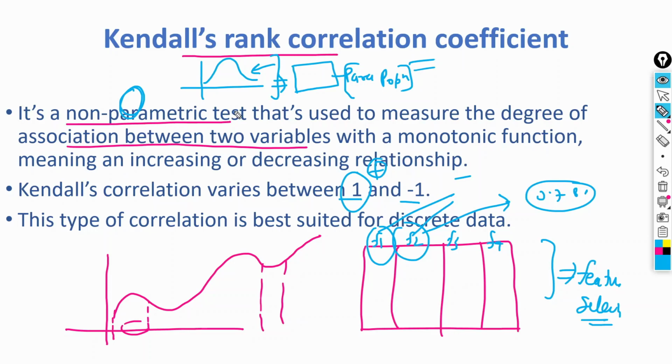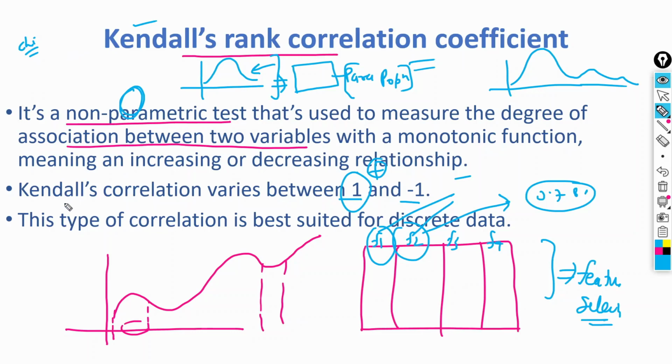But in non-parametric, we assume that our population is not normally distributed. So here we perform the non-parametric test. Some examples of non-parametric tests are Kendall's rank correlation coefficient and the chi-square test. There are many more we use to perform non-parametric tests.